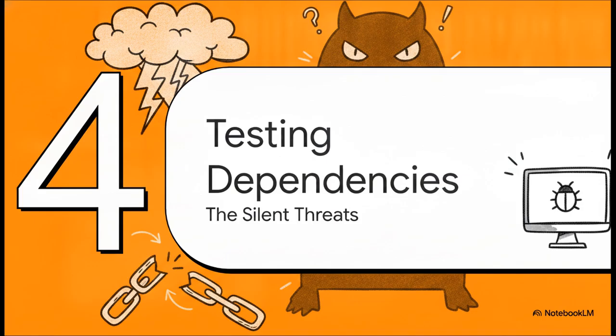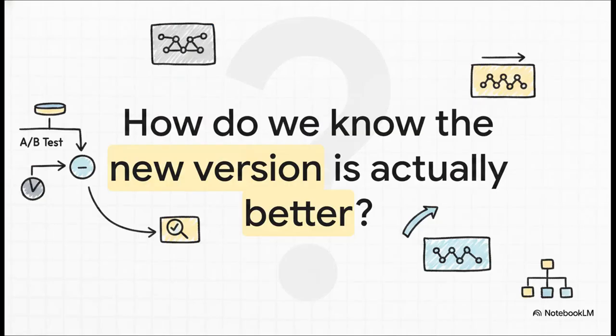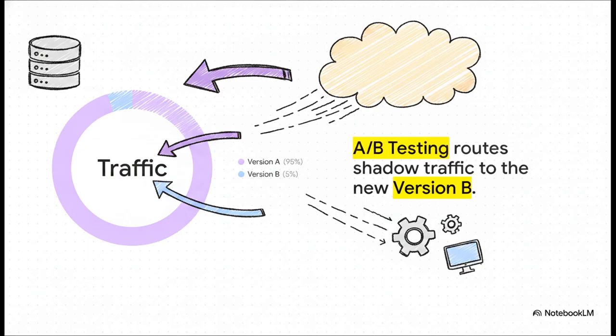Moving right along to part 4, we really have to talk about the dangers lurking in the shadows. Testing and dependency problems. Because prompt quality is so probabilistic and totally context-dependent, we have to ask ourselves this one critical question. When we change a prompt, how do we know the new version is actually better? We definitely can't just rely on a handful of manual test cases anymore. To answer that, we use rigorous A/B and shadow testing mechanisms.